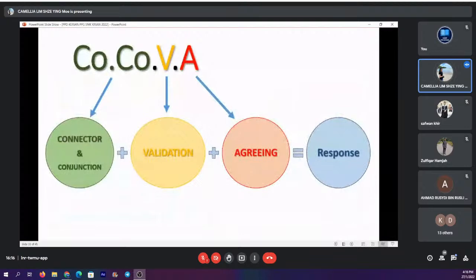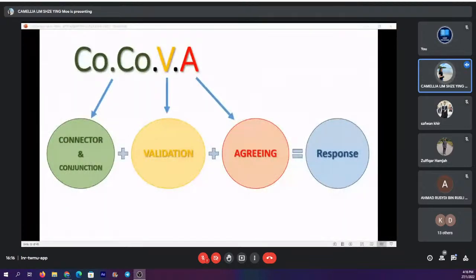Okay, teachers? Right. So please bear with the acronyms, teachers. This one is called COCOVA. COCO stands for connector and conjunction, V stands for validation, and A stands for agreeing. Although it could mean disagreeing, but we'll come to that later. Now, unlike part 1, where the formula was basically different word classes merged together, this one is more complex phrases and even sentences.